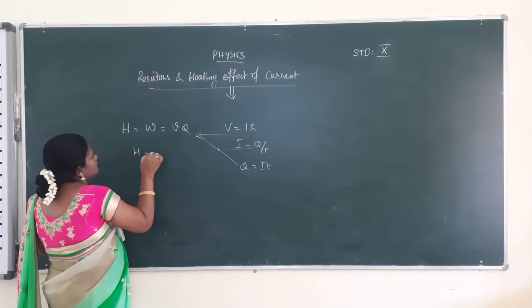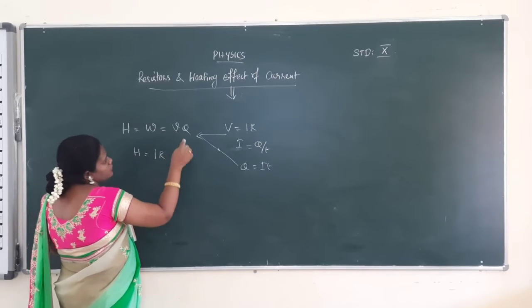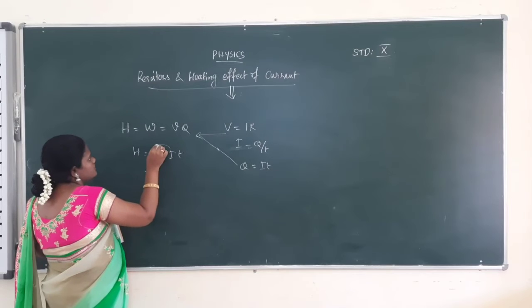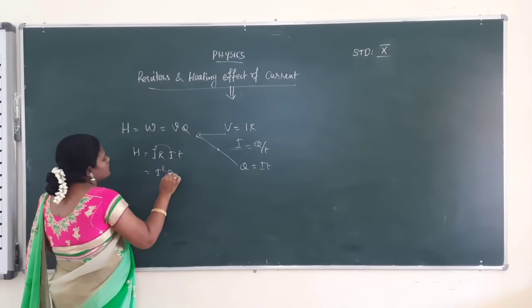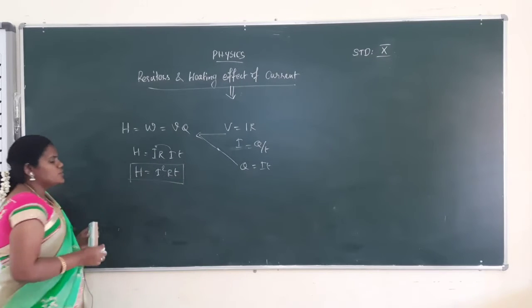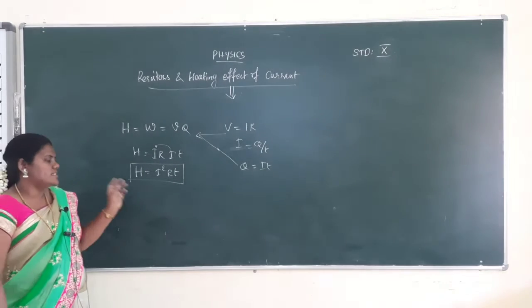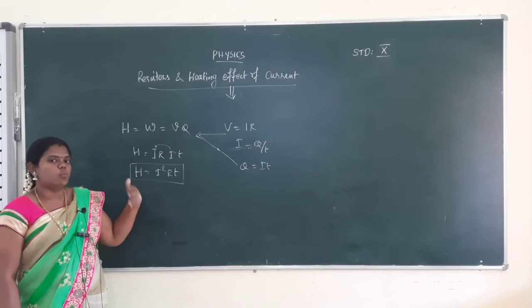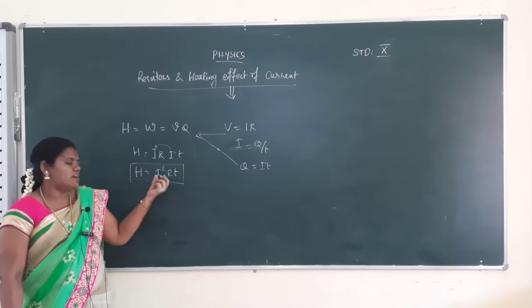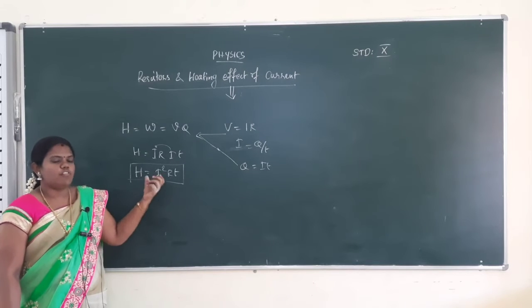H is equal to V into Q, V is equal to IR, and Q is equal to I into T. So I into I gives I square, R, into T. This is the heat energy formula. The heat energy is liberated in the system, and it is used in any electronic appliance. H is equal to I square RT. This is called Joule's law of heating.